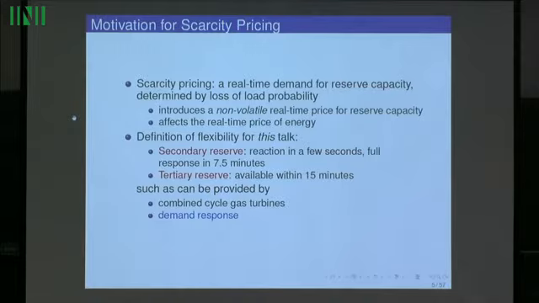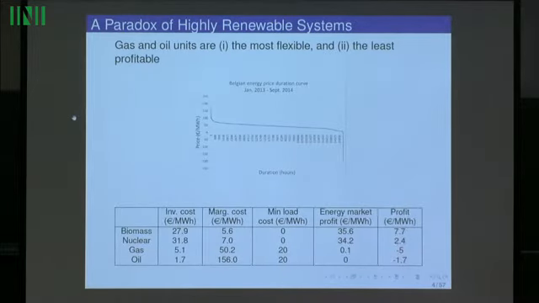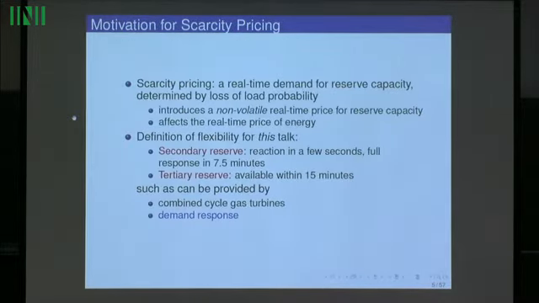So the mechanism I'm going to talk about today, which is referred to as scarcity pricing, or if you refer to Stephen Stoft's book, Operating Reserve Demand Curves, is aimed at correcting this paradox by appropriately valuing this service. What this mechanism does is fairly simple. It's basically a price elastic demand function for real-time reserve capacity. That's what it really is.